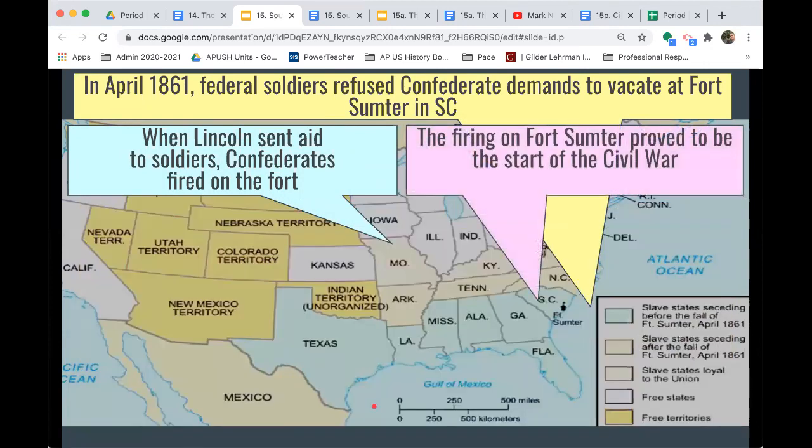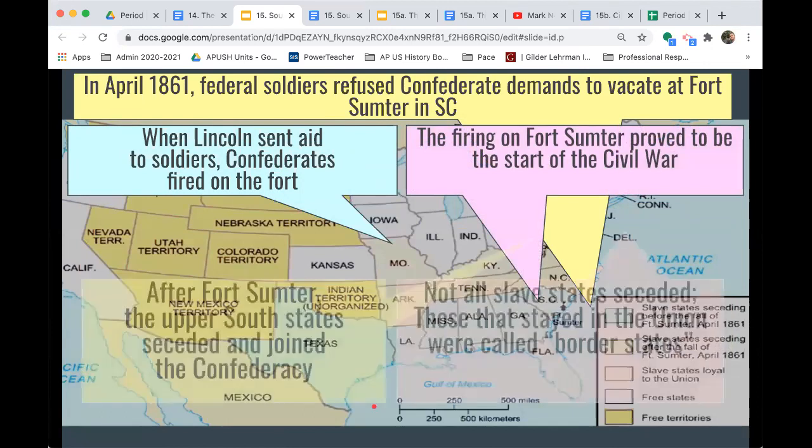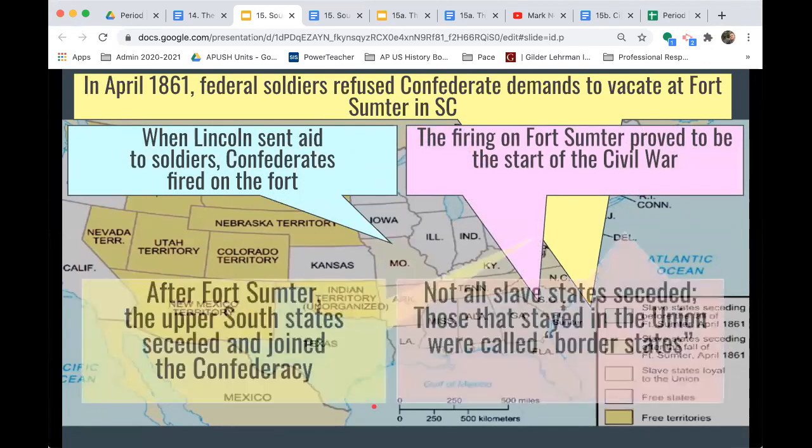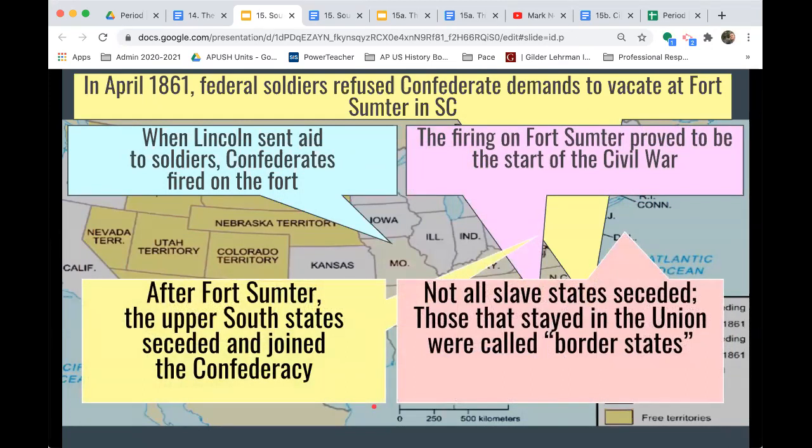The firing on Fort Sumter proves to be the beginning of the Civil War, the bloodiest conflict in United States history by far. Once it becomes clear that this is actually going to be a real war, not just a short-term temporary conflict, the upper South states, those big slave states that had not yet seceded, are going to secede as well and join the Confederacy.